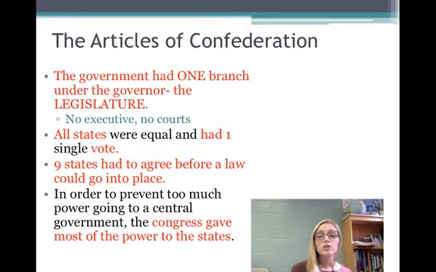In order to prevent too much power going to a central government, Congress gave most of the power to the states. In fact, even Congress had to ask for the states' permission in order to get money. There was no real taxation process in the Articles of Confederation.